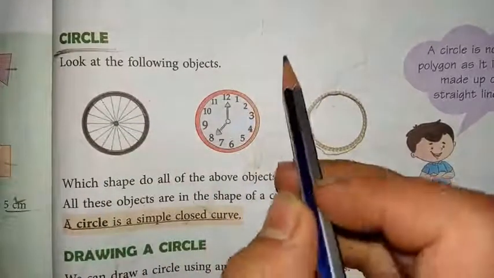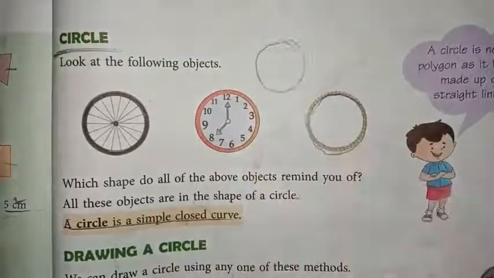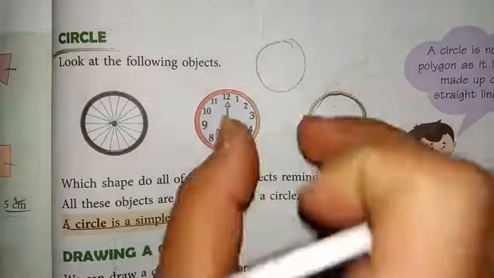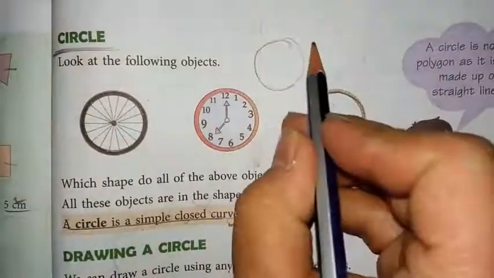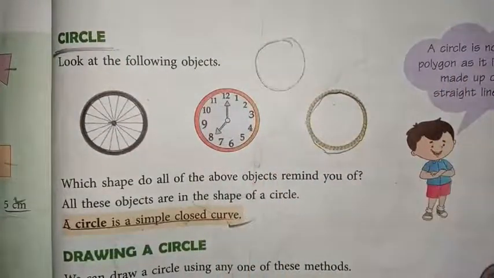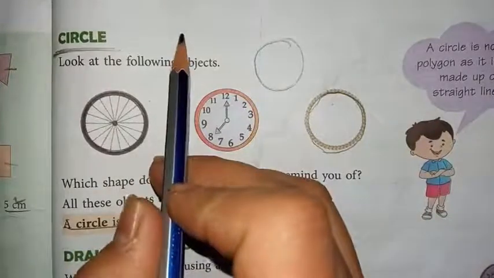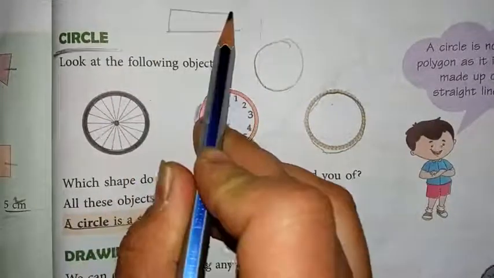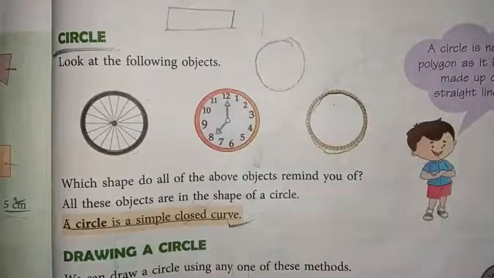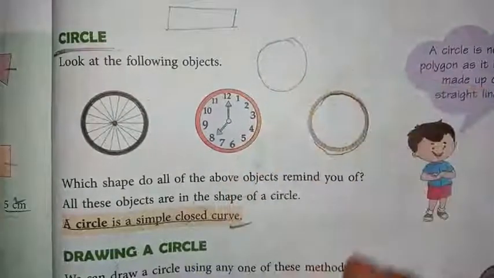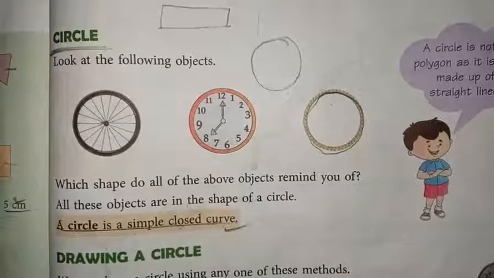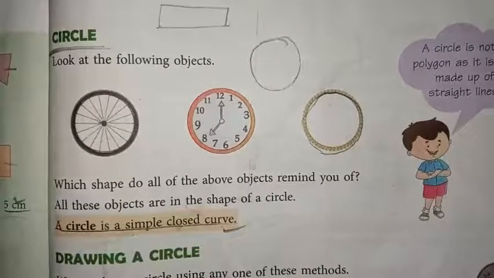So how do we make a circle? Looking at the example, looking at the figure, we can say that a circle is a simple closed curve. A circle is not a polygon, as it is not made up of straight lines. We consider a polygon only if it has straight lines. Suppose this is a rectangle. A rectangle is a polygon, but a circle is not a polygon. A circle is a closed curve. Just see, it is closed inside.